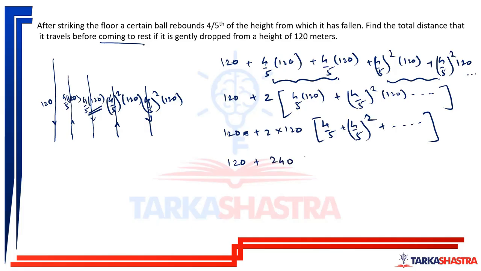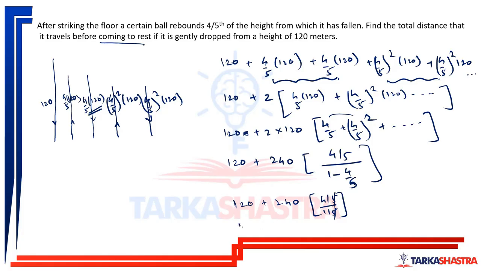So 120 plus 240. Sum of infinite terms is first term upon 1 minus r. The common ratio is 4 by 5 and the first term is also 4 by 5. So this is 120 plus 240 into 4 by 5 upon 1 by 5. This 5 and this 5 cancel. This is 120 plus 240 into 4, which is 960, which gives 1080. Total distance traveled by the ball is 1080.